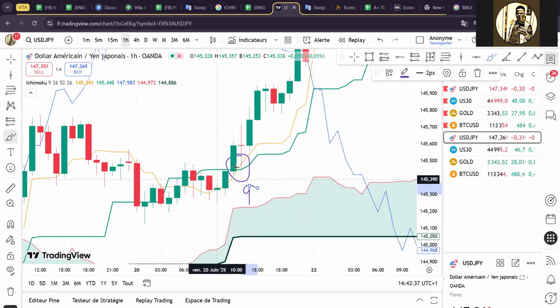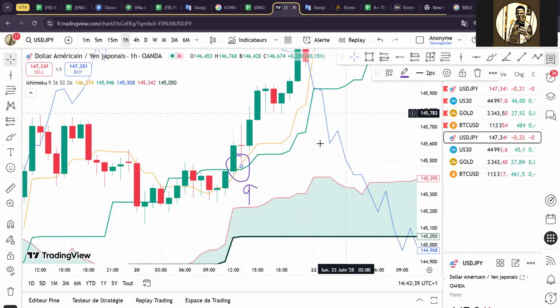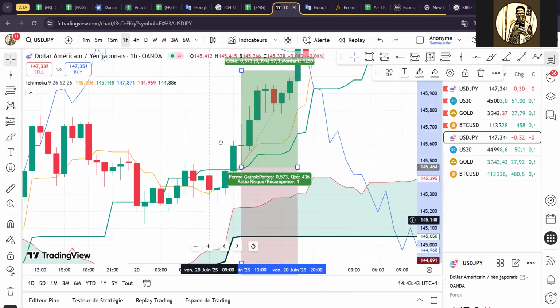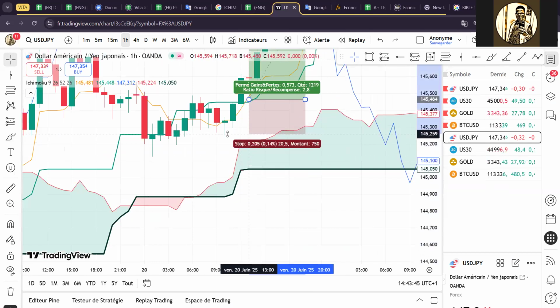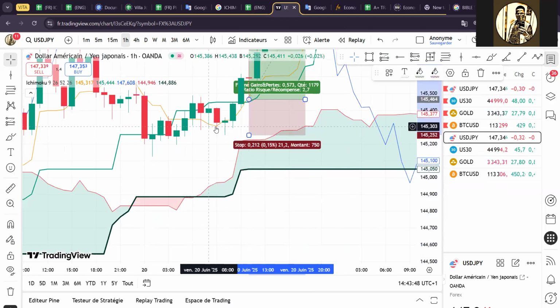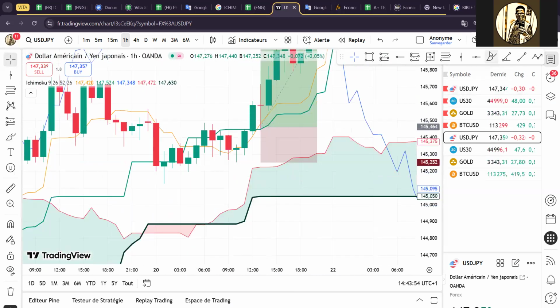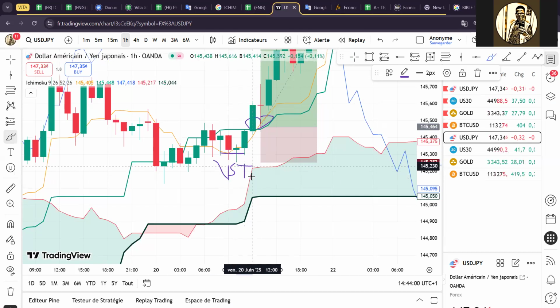You can enter just when the candle comes and touches Tenkan, just right here, and you place your stop loss below this V. This is the Tenkan mountain of the correction, and you place your stop loss below this V. Okay, that's the entry. That's clearly an entry. That's clearly a V stop. V stop for me is the maximum stop loss.